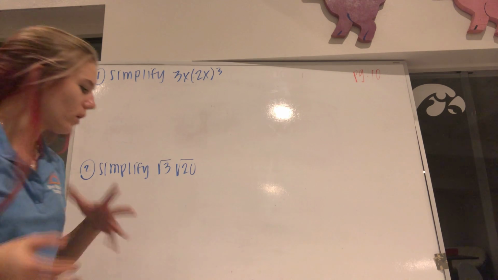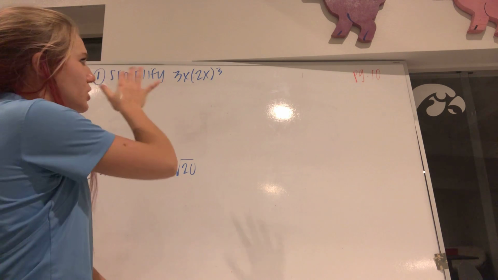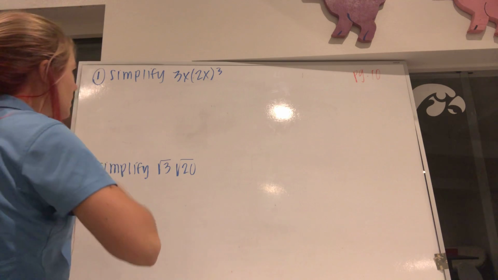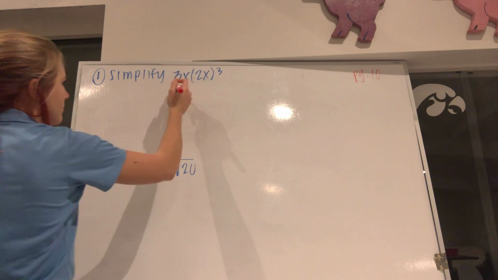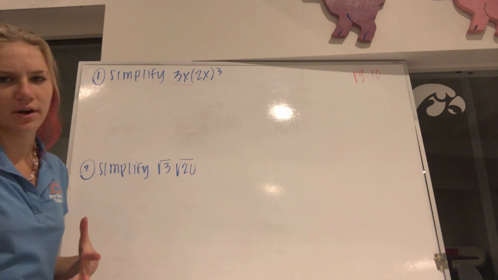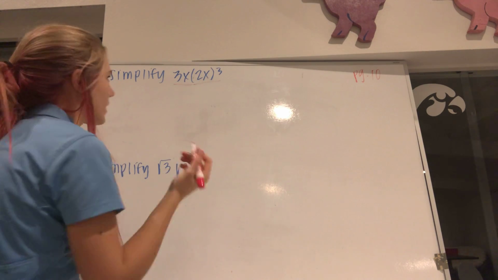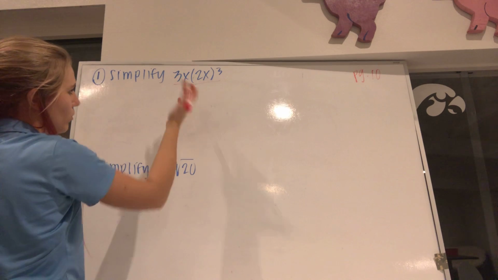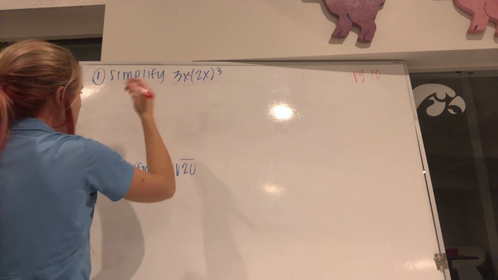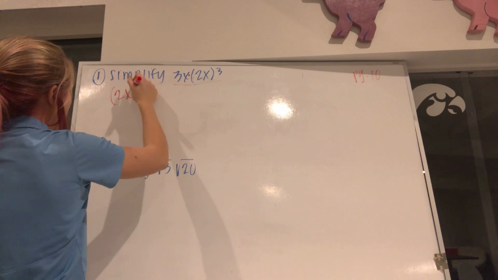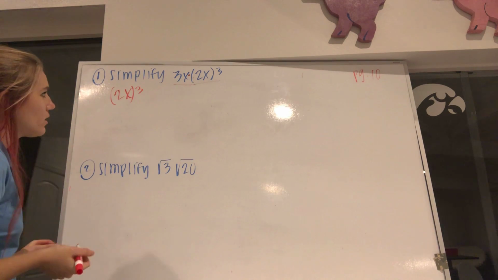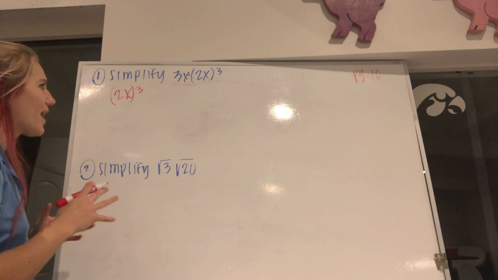Okay, so we're going to go ahead and go over these. First, dealing with number 1. So 3x in and of itself can't be simplified down any further, but the quantity 2x cubed can be. So we're going to tackle that first, and then we're going to multiply it by 3x, because that's what's happening here. So like I said, quantity 2x, quantity 2x cubed.